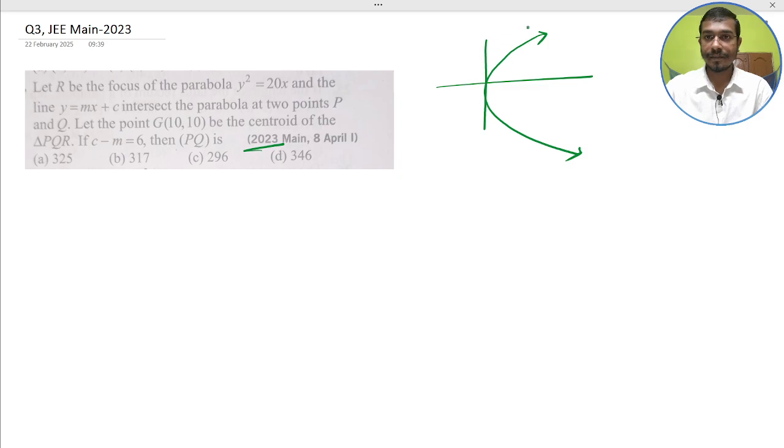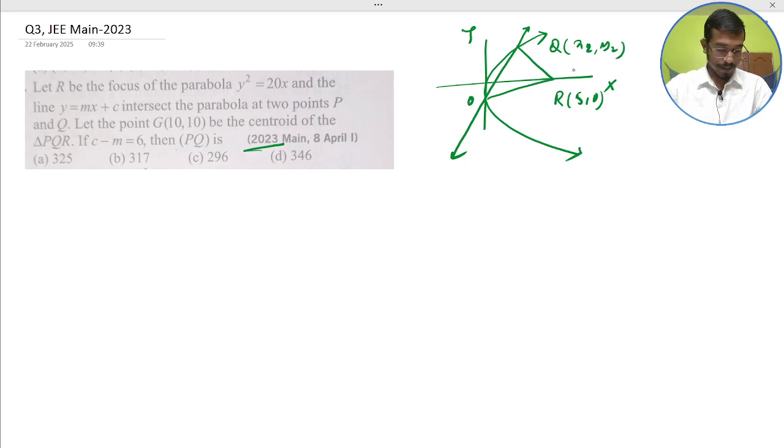And this is a line. This is x origin and the y. This is point R, (5, 0). This is point Q, (x2, y2). And that is P, (x1, y1). Okay.